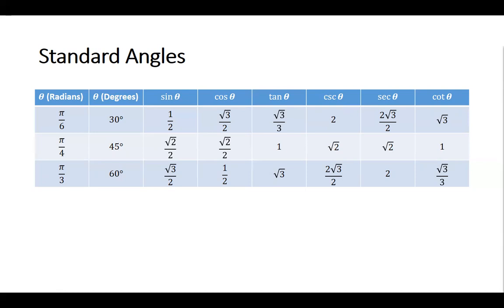So we can see here that for 30 degrees, we have going sine through cotangent in this order, 1/2, the square root of 3 over 2, the square root of 3 over 3, 2 square root of 3 over 3, 2, square root of 3. For the 45-degree angle, from sine to cotangent, you've got square root of 2 over 2, square root of 2 over 2, tangent is 1, cosecant square root of 2, square root of 2, 1. And then for 60 degrees, you've got square root of 3 over 2, 1/2, square root of 3, 2 square root of 3 over 3, 2, and square root of 3 over 3.